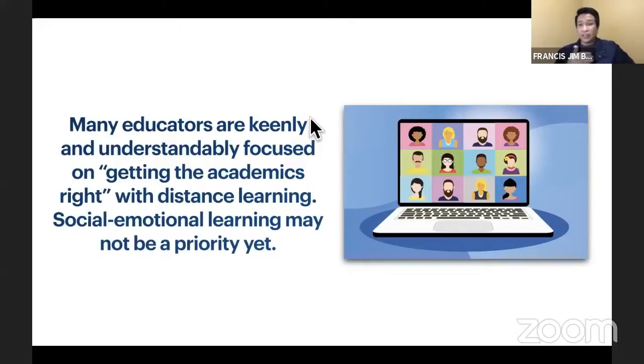A lot of us are doing distance education for the first time. So our focus is on getting the academics right. The academic part should be perfect. The student should be learning well in distance education. But we also want to remind ourselves that the academic part is just one half of the whole education program that we are offering to our students.